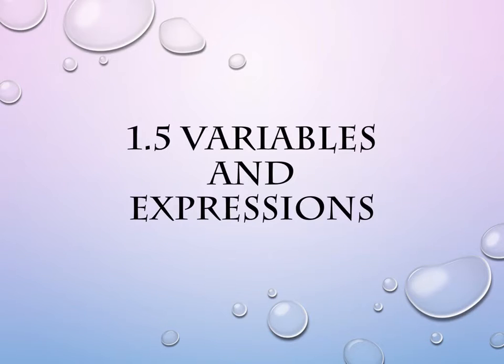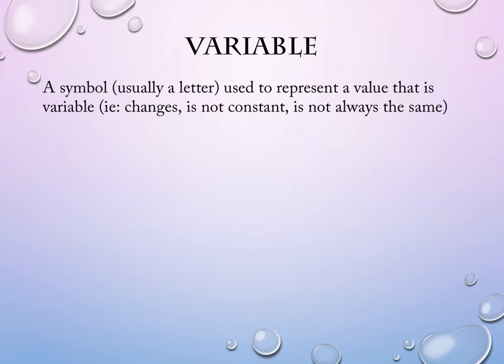Section 1.5, so what we're going to be taking a look at today: we're going to take a look at variables and expressions. A little bit of vocab first. A variable is a symbol, usually a letter, used to represent a value that is variable, as in it changes. It's not always constant, it's not always the same, it fluctuates in some way.